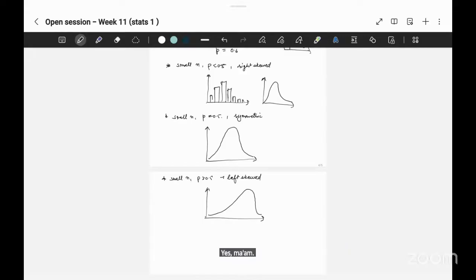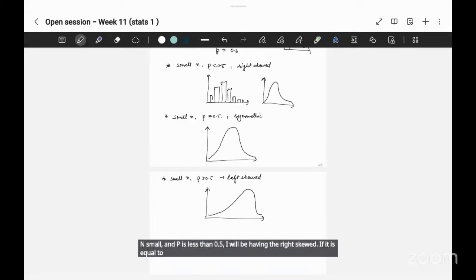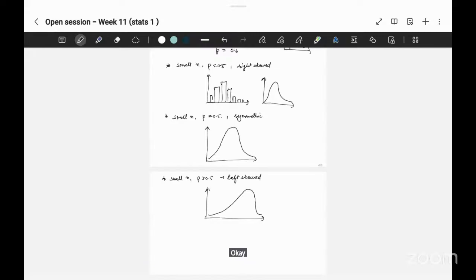Yes, ma'am. Okay. So if I'm having n small and p is less than 0.5, I will be having right skewed. If it is equal to 0.5, I will be having a symmetric distribution. And if my p is greater than 0.5, I say it is left skewed. So this is how my graph represents a binomial distribution with different n and different p.